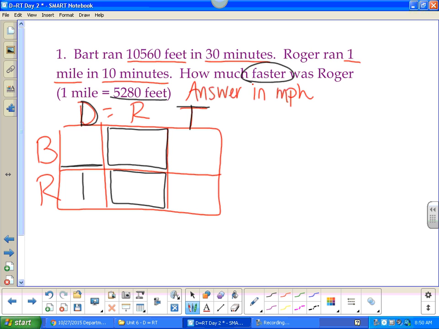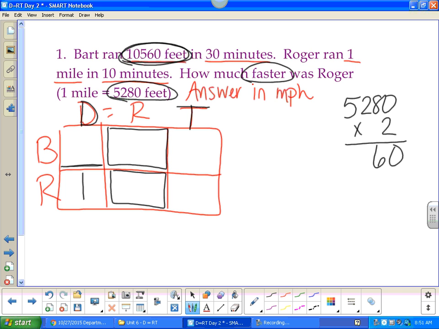So I need to figure out how many miles 10,560 feet is. Well, 1 mile is roughly 5,000 feet. So I'm thinking that's 2 miles. So I come over here and I'm going to multiply it by 2 and see if I get 10,560. So 2 times 0 is 0. 2 times 8 is 16. Carry the 1. 2 times 2 is 4. Plus the 1 is 5. And 2 times 5 is 10. And I get 10,560. So Bart ran 10,560 feet, which is 2 miles.